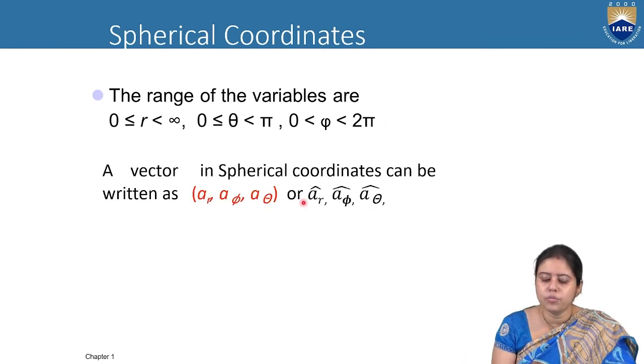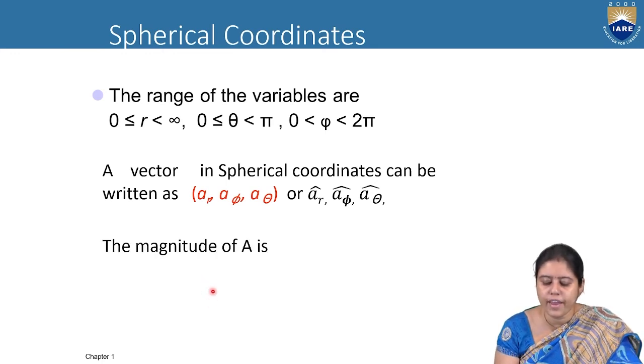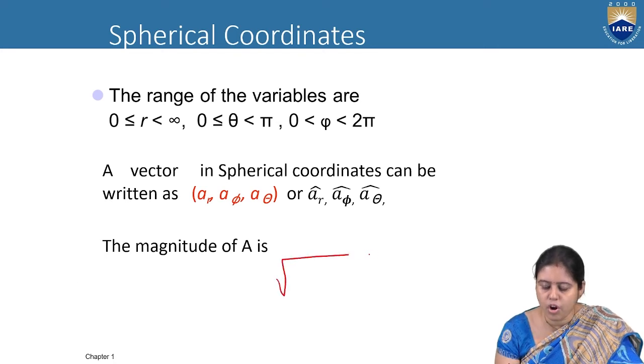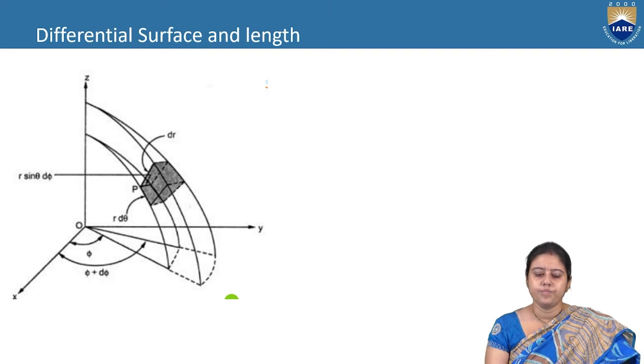So how will we write this? We can write A_r, A_phi, A_theta: A_r along the radius, A_theta along the height, the angle from the z axis, and A_phi along the circle. And what will be the magnitude of A? The magnitude of A will be the root of A_r square plus A_phi square plus A_theta square. So this is the length of the vector.